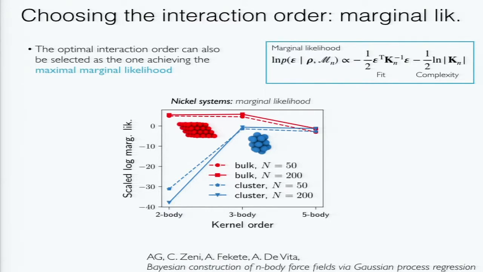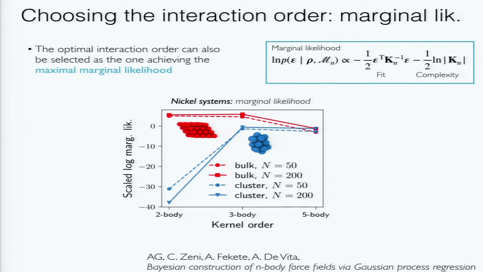And interestingly, the many-body kernel, which is always the universal approximator, it can go to arbitrary precision given infinite data points, is not selected. The higher order kernels are not selected because their complexity is not worth the price. The accuracy you get is not worth paying the price for the complexity of them.